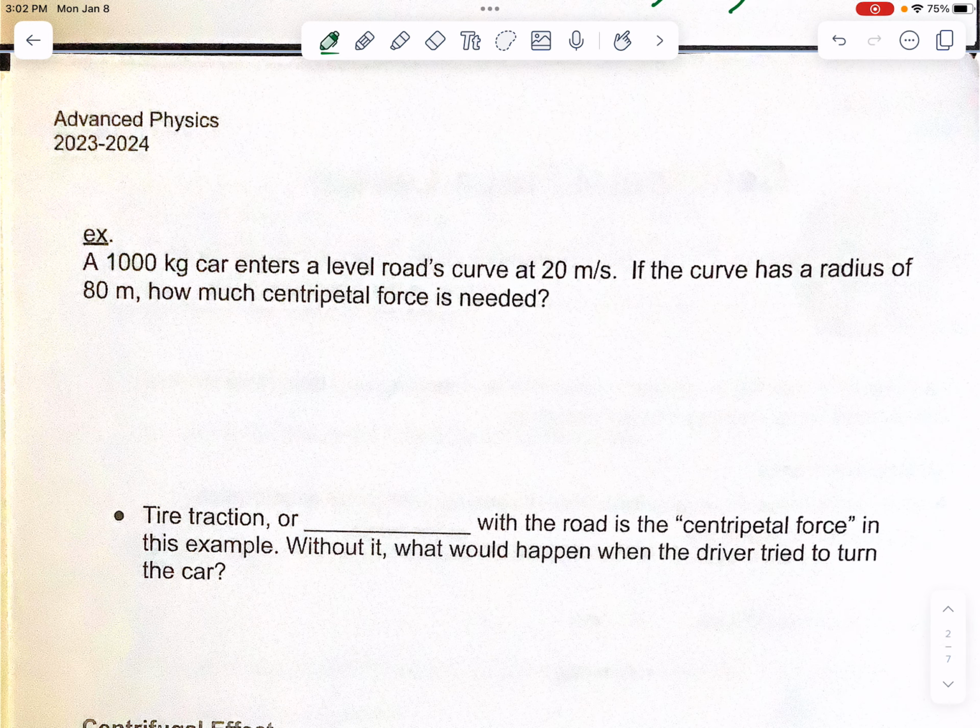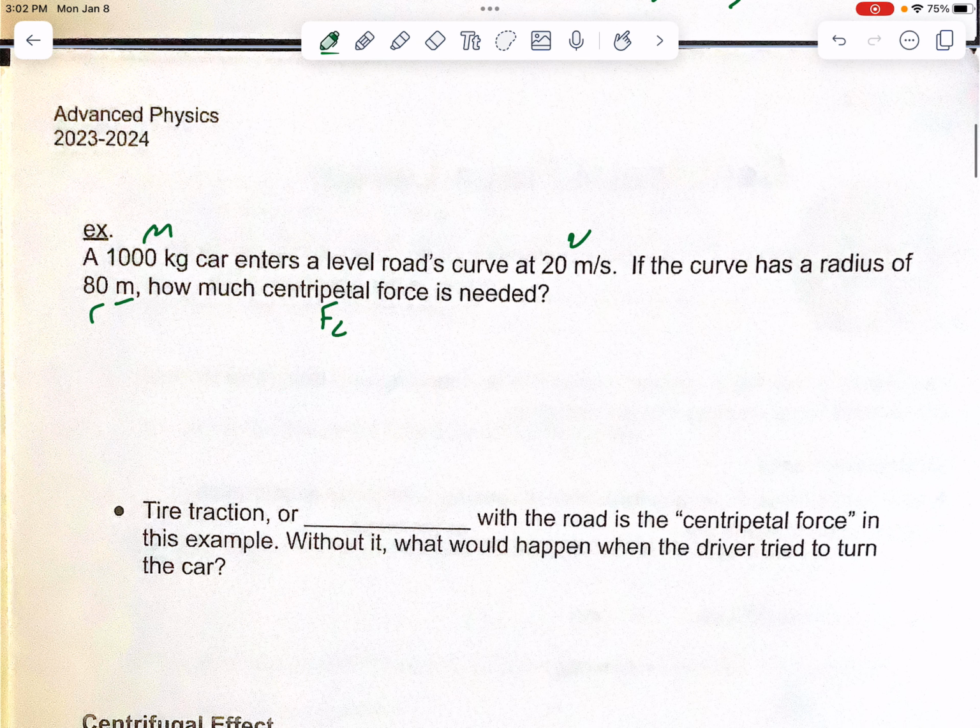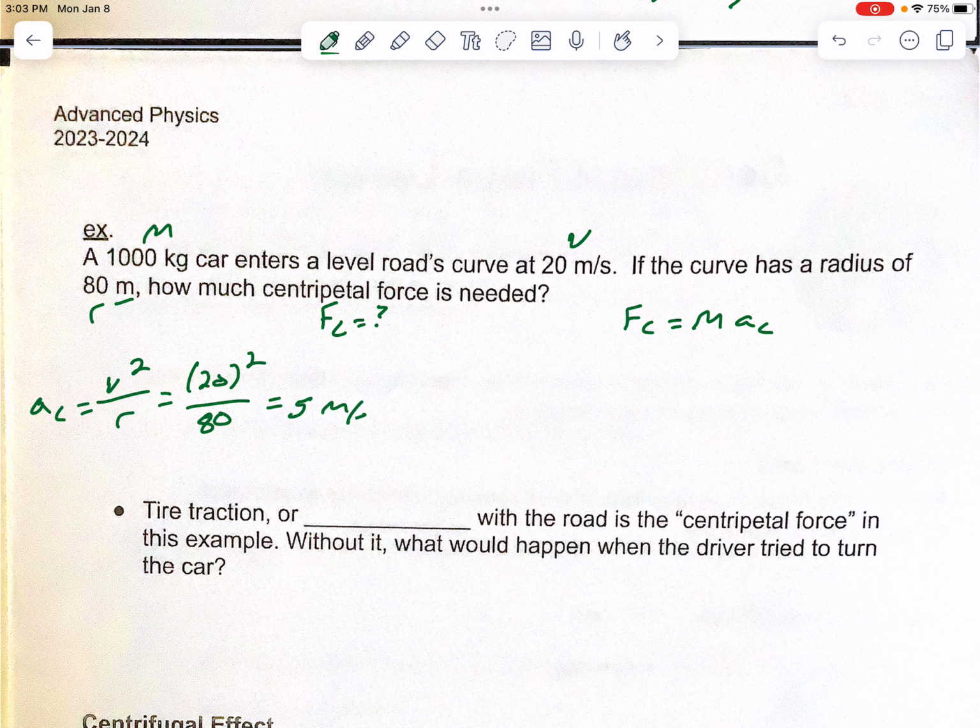Example: I have a 1,000 kilogram car, so there's your mass. It enters a level road's curve at 20 meters per second, there's your velocity. If the curve has a radius of 80 meters, there's your radius, and meters is what you want, so we don't need to fix anything. How much centripetal force is needed? So you're looking for Fc. Fc equals mass times Ac. We have mass, we do not have Ac, so we have to find Ac. We know that Ac equals v squared over r. Velocity is 20, so 20 squared over your radius, which is 80. That comes out to an acceleration of 5 meters per second squared.